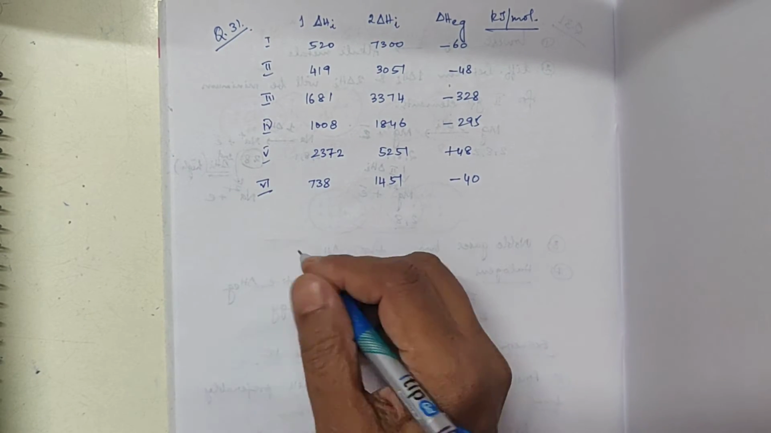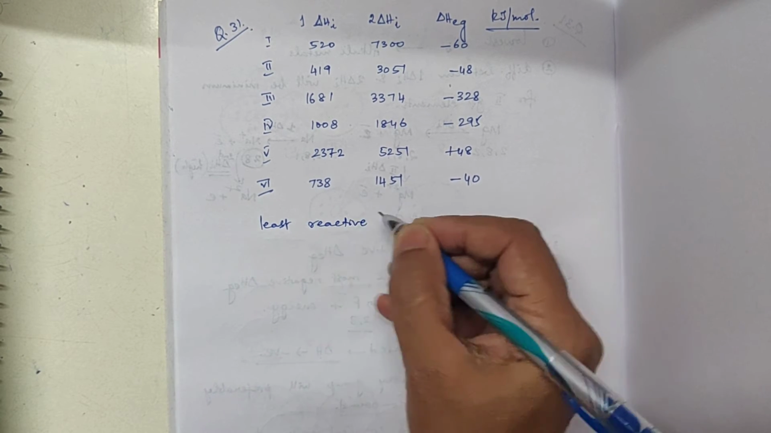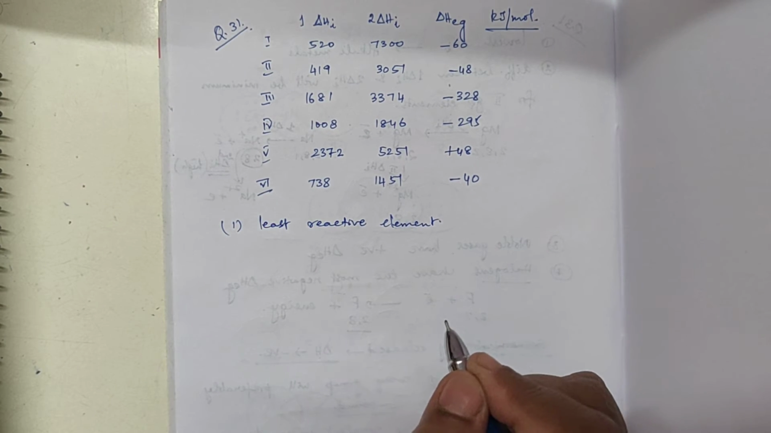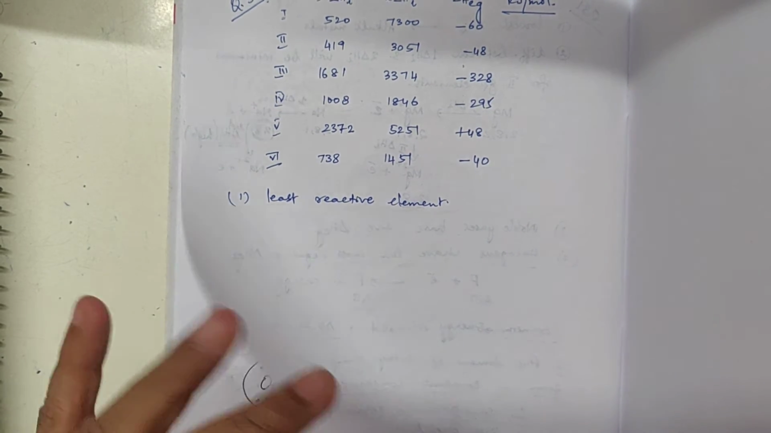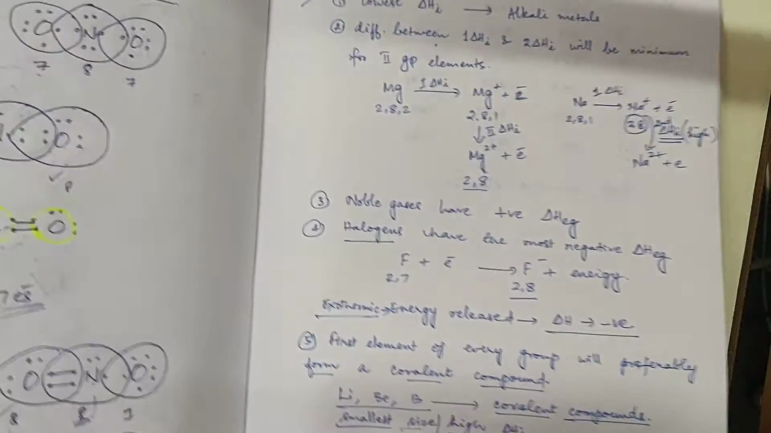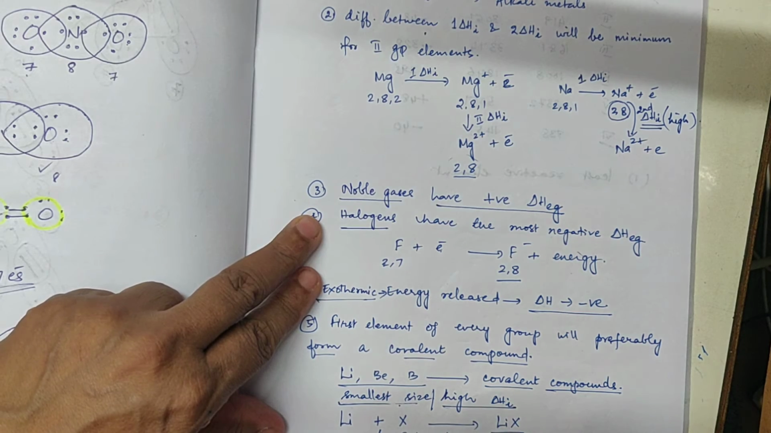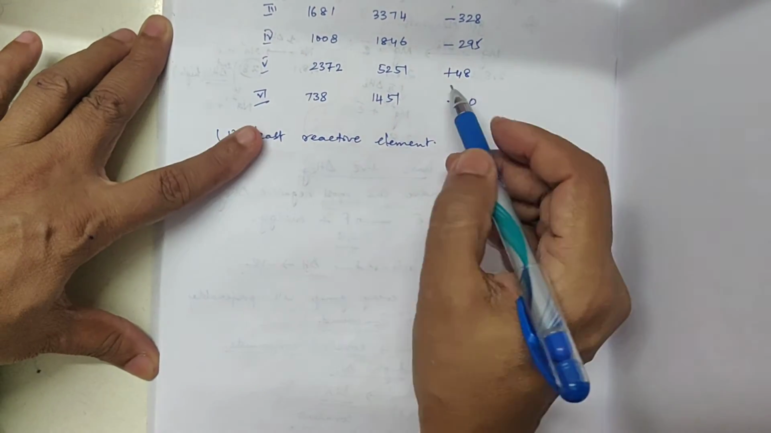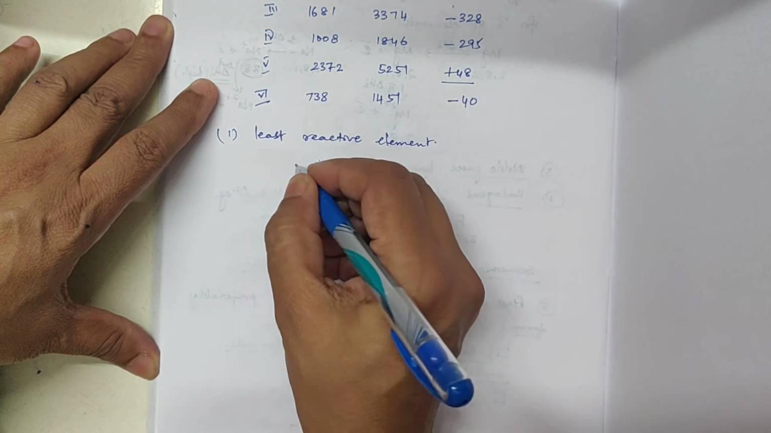Now what you have to find out? You have to find out the least reactive element. Which is the least reactive element in the periodic table? It is nothing but noble gas because it's having stable electronic configuration. And I have already told you that which will have positive electron gain enthalpy. Noble gases, they have positive electron gain enthalpy, and that is the least reactive element in the periodic table. Now you have to see which is having positive electron gain enthalpy, which is this plus 48. That means your answer is 5.